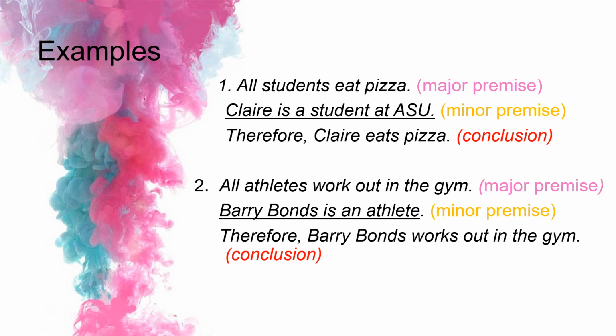All athletes work out in the gym. This is the major premise, and it is a general statement, because the sentence is generalized from the topic. Barry Bonds is an athlete. This sentence provides another support for the major premise, and therefore Barry Bonds works out in the gym. Since Barry Bonds is an athlete, and athletes work out in the gym, Barry works out in the gym. That's the conclusion we can get from the two premises presented. It starts off general and gets specific when it comes to the conclusion.